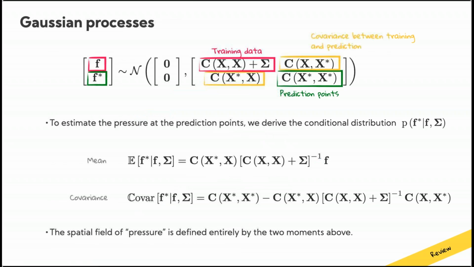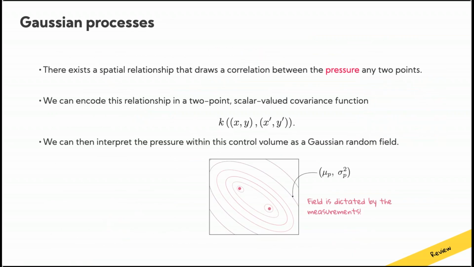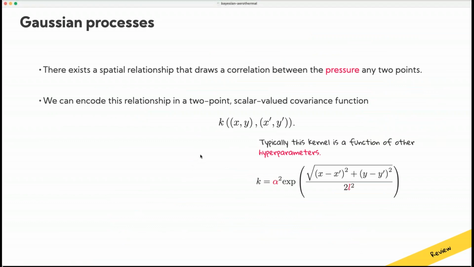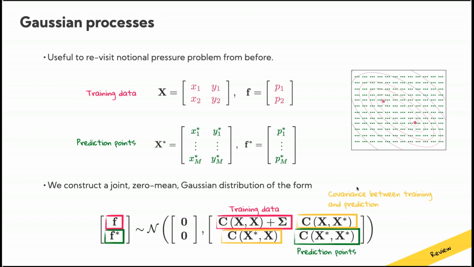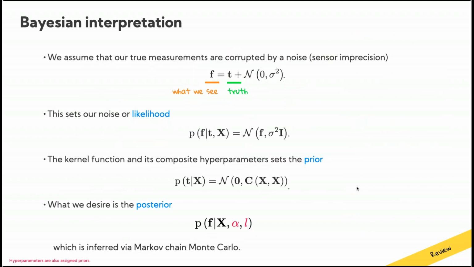Just to recap, because it's been a few slides, I said that we're going to assume this two-point covariance function is given by some parametric form. That parametric form is underscored by two hyperparameters that we don't precisely know. So the central objective of this Bayesian inference is to determine the posterior distributions of alpha and L. And by doing so, we'll also determine the distribution of pressure within this control volume.